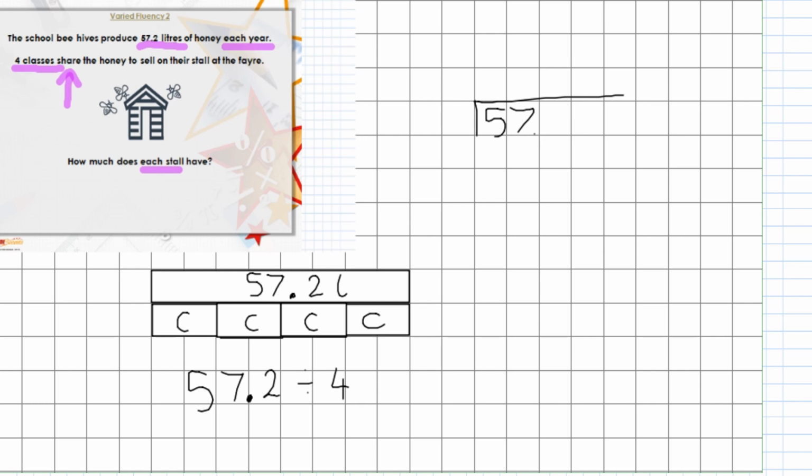We'll do our bus stop division again. How many 4s go into 5 is 1, remainder 1. 4s into 17 is 4, remainder 1. And how many 4s into 12 is 3. Don't forget the decimal point. So each class sells 14.3 litres of honey.